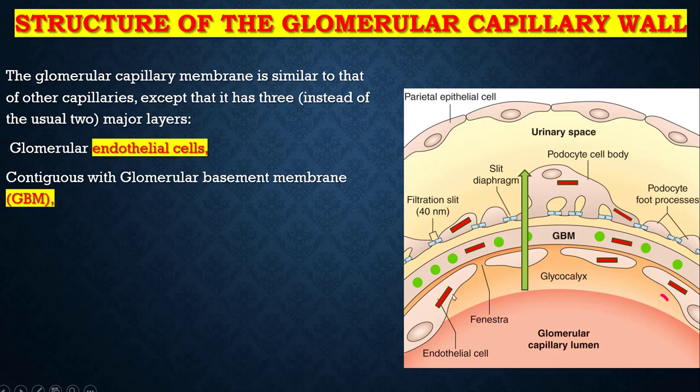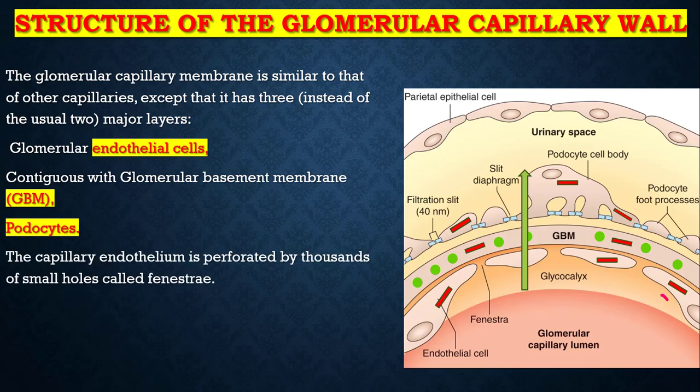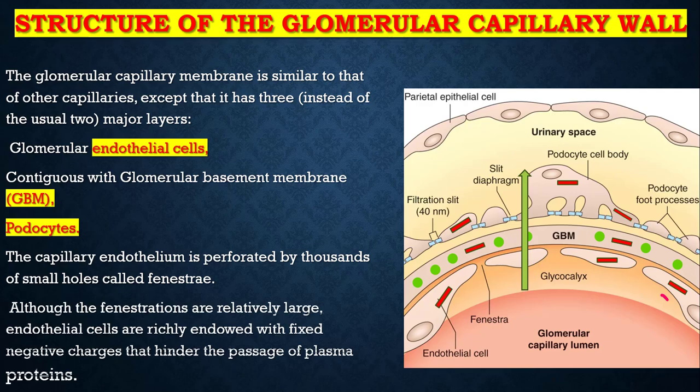The first layer is the glomerular endothelial layer, which is contiguous with the glomerular basement membrane. This endothelial layer is contiguous with the basement membrane and the podocytes. The third layer is the podocytes. The capillary endothelium is perforated by thousands of small holes called fenestrae. Although the fenestrae are relatively large, the endothelial cells are rich with fixed negative charge that hinders the passage of plasma protein.